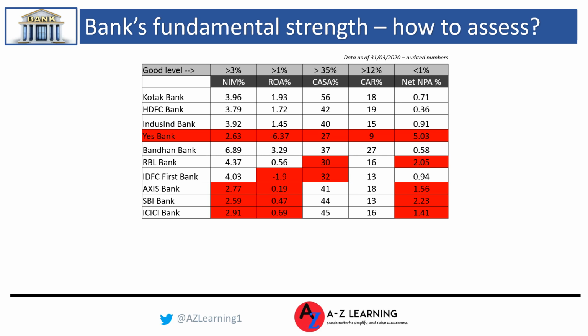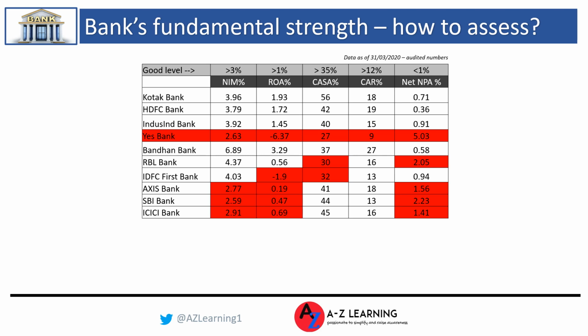Axis Bank, net interest margin of only 2.77. SBI Bank same 2.59. ICICI Bank again same 2.91. So all these three banks have got poor or red flag on net interest margin, same way red flag on return on assets, and red flag on the net NPA.